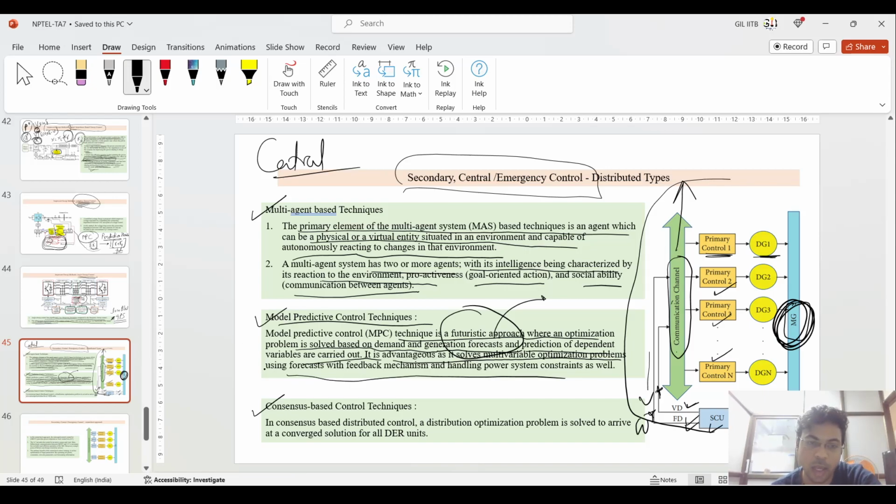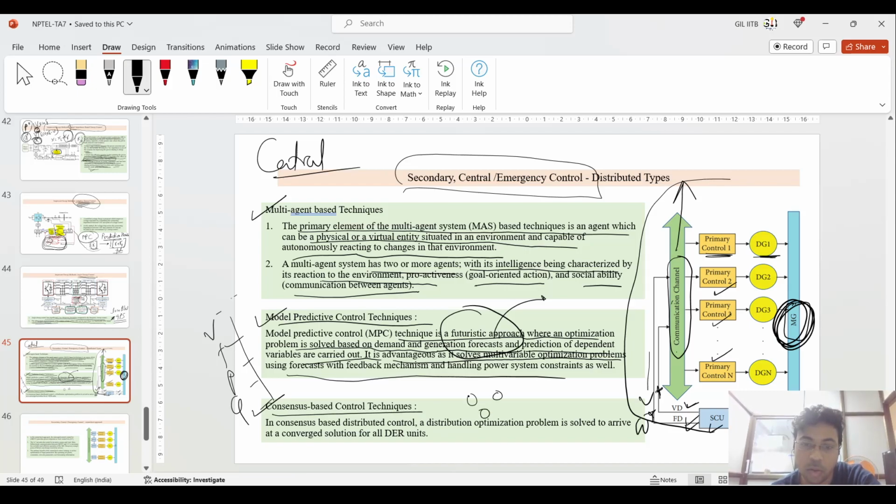It is advantageous as it can solve the multivariable optimization problem. So if you have multiple inputs, suppose you have V, F, E and Q, it takes all the inputs and manipulates the variable based upon that, using the forecast and the feedback. So it's a kind of multi-agent system. Multivariable optimization problems can be solved from that.